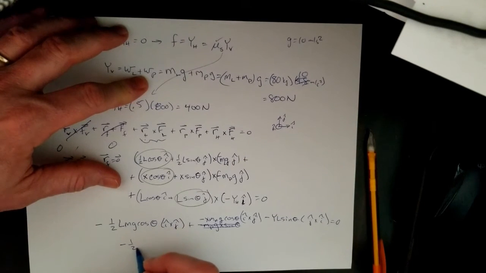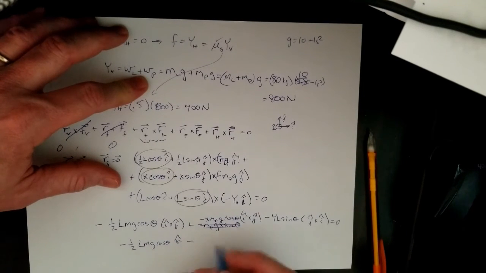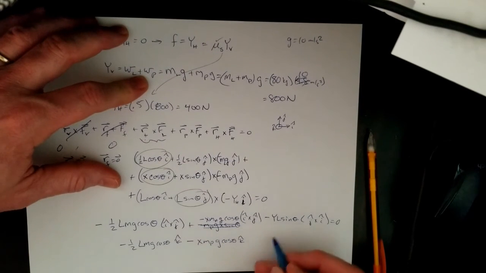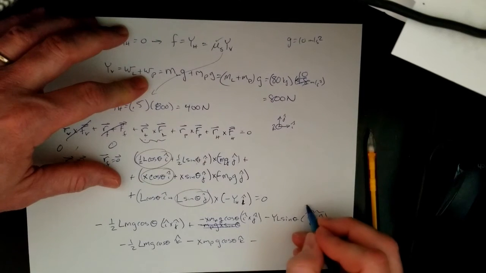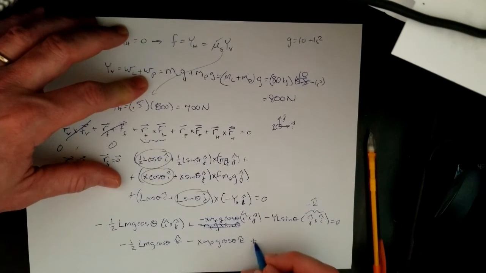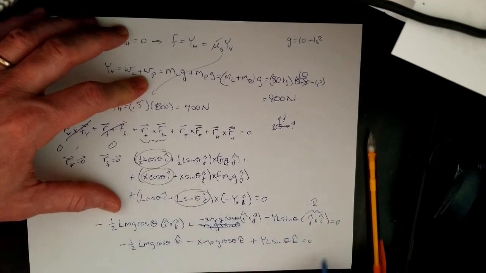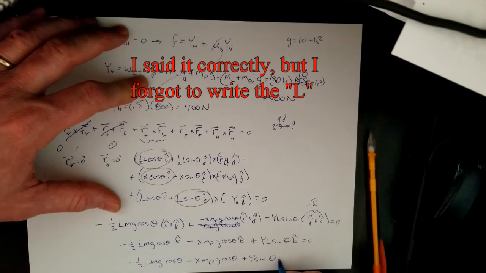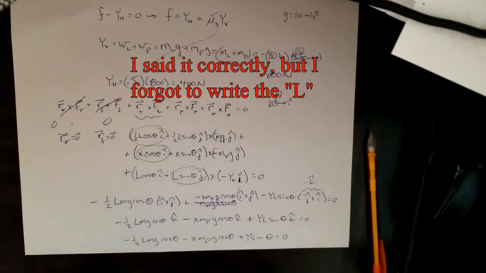So this is negative 1/2 L m g cosine theta k hat, minus, again, another k hat, x m p g cosine theta k hat, minus, and then over here, this is equal to negative k hat. So plus y L sine theta k hat equals 0. I can basically factor the k hat out. I'm left with negative 1/2 L m g cosine theta minus x m p g cosine theta plus y L sine theta equals 0. And that's the math problem I'm dealing with here.